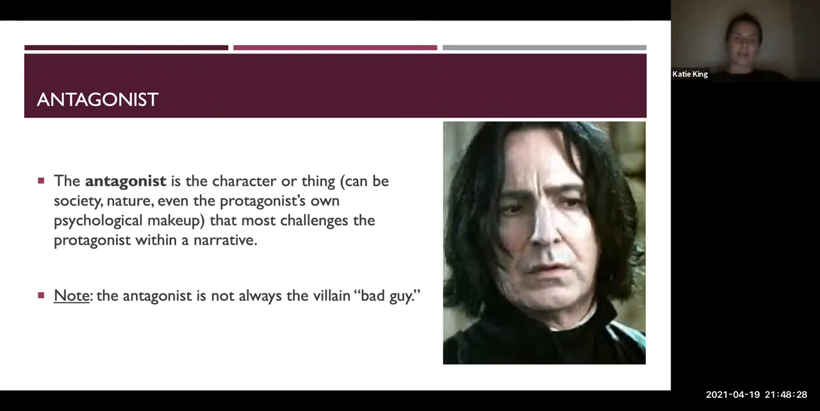But it's the character or thing that most challenges the protagonist within a narrative. And there are definitely books in the Harry Potter series, or at least chapters, where you could argue that he's the antagonist.